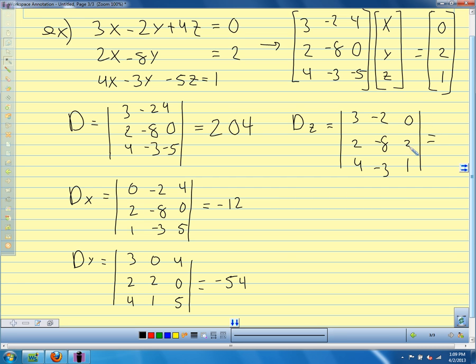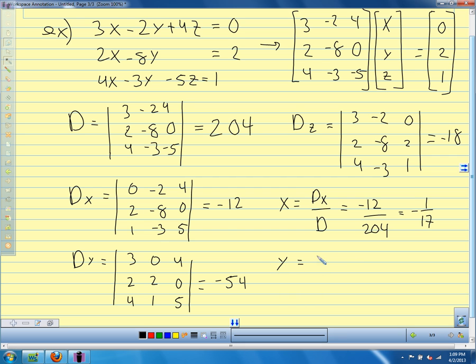And when I plug that in my calculator, calculate that determinant, I get minus 18. And now I just have to find my fractions. So x is d sub x over d, which is negative 12 over 204. And I can reduce that. If I reduce that, that reduces to negative 1/17.